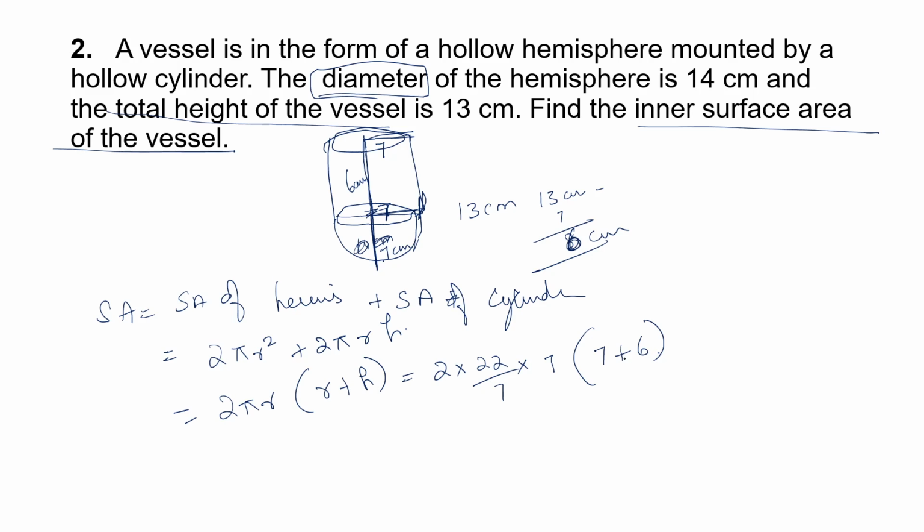So you don't multiply here. Whenever it is possible, you just cancel, don't multiply. Last only you multiply. So into 13. So 44 into 13, which is equal to 572 centimeter square. Please multiply by yourself and check. The question is clear? Yes.